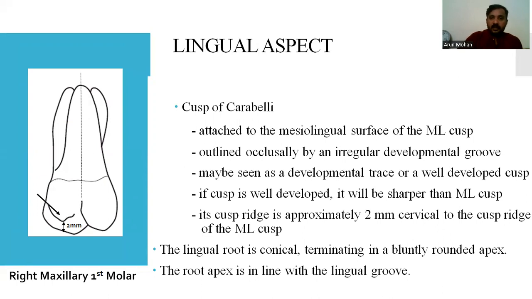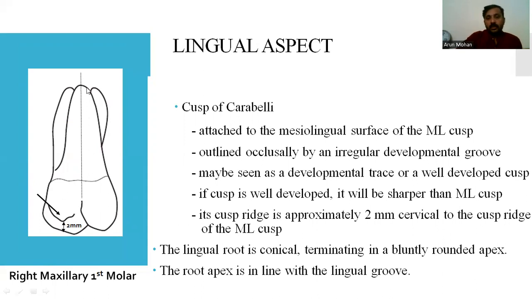It may be seen as a developmental crease or as a well-developed cusp. If the cusp is well developed, it can form a cusp which could be sharper than the mesiolingual cusp. The cusp ridge of the cusp of Carabelli is approximately 2 millimeters apical to the cusp ridge of the mesiolingual cusp.